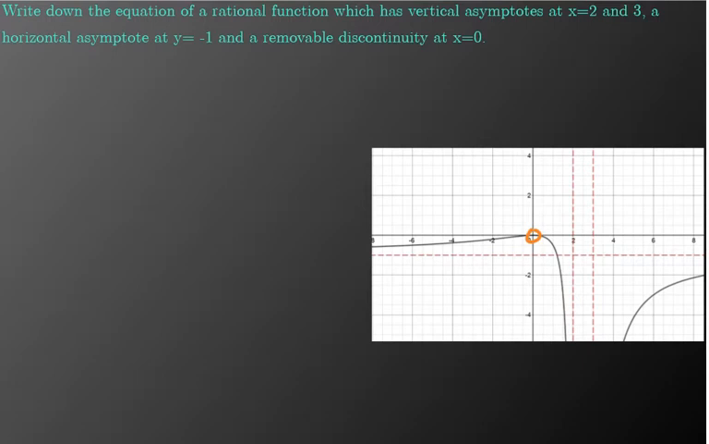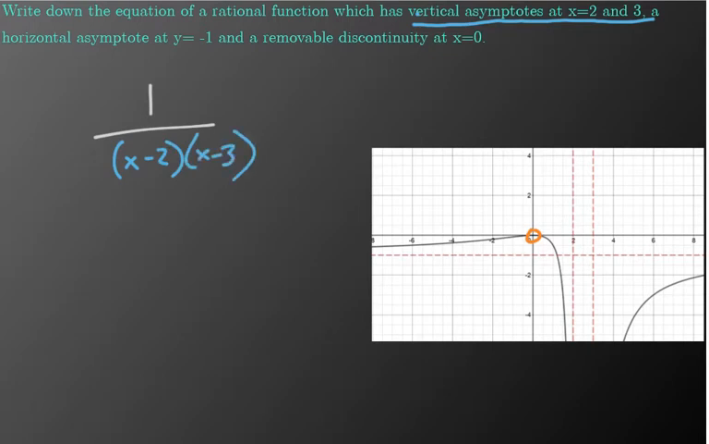So I'm just going to start with this. If you've got vertical asymptotes at 2 and 3, then you've got factors on the bottom like x minus 2 and x minus 3, right? Because if you plug in 2 or 3 there, then you're going to get an undefined situation. You're going to get those vertical asymptotes.